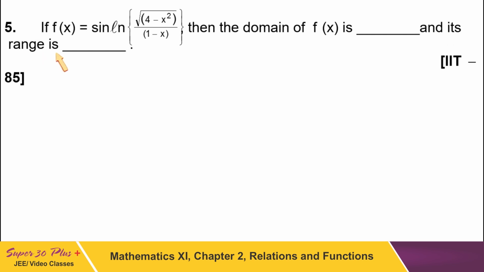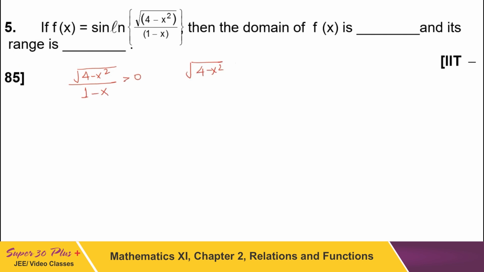This question came in the IIT JEE 85 examination. First of all, we have to find the domain. For the domain, the ln function must be defined, meaning (4 minus x square) within a square root upon (1 minus x) should be greater than 0, for the domain of ln x.